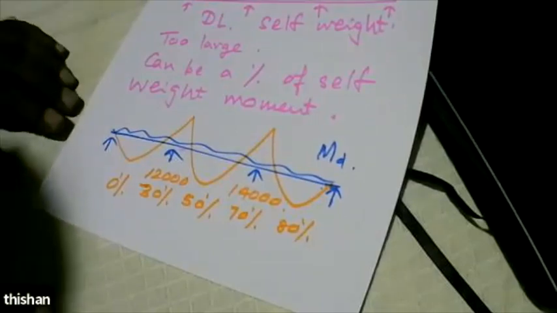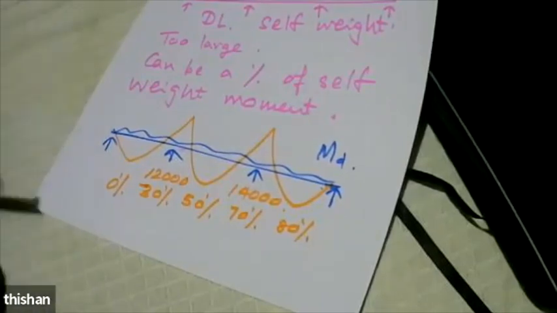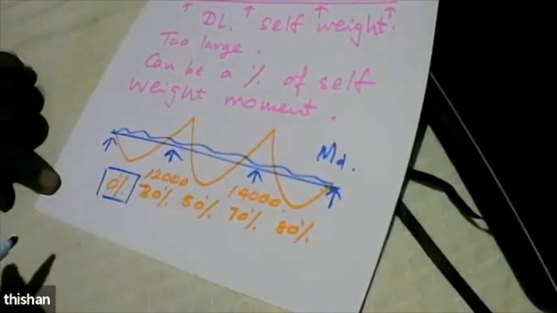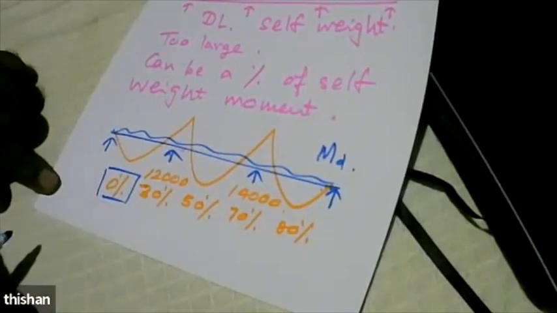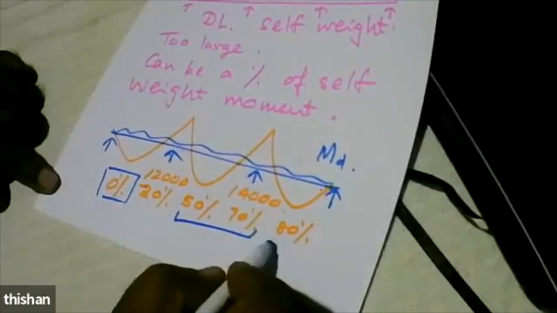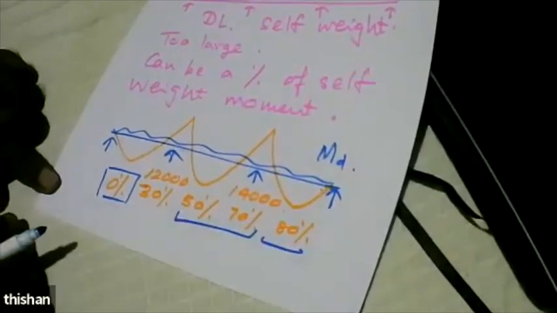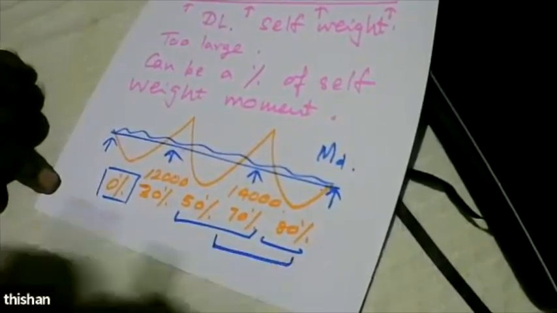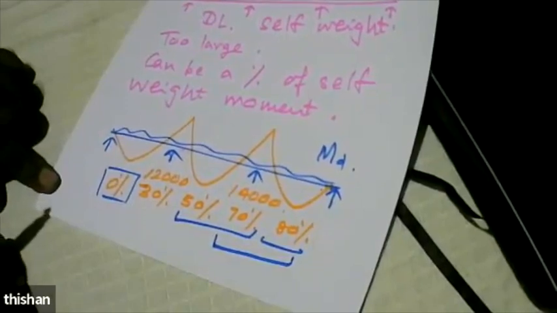So we can have a rule. What is the rule? You can even have say 0%, because then there is no advantage. And if you say 30%, you are taking only part of that. If you go for something like 50 to 70% or up to 80%, then you are making a substantial portion of that. So generally, I would like to stay somewhere 70 to 80% of the dead load moment.